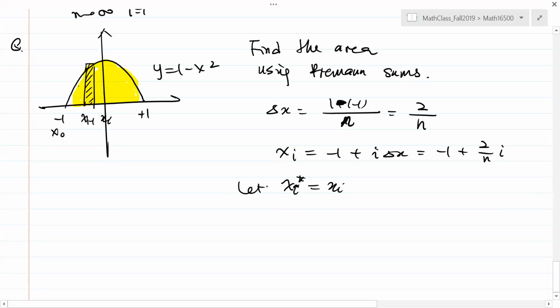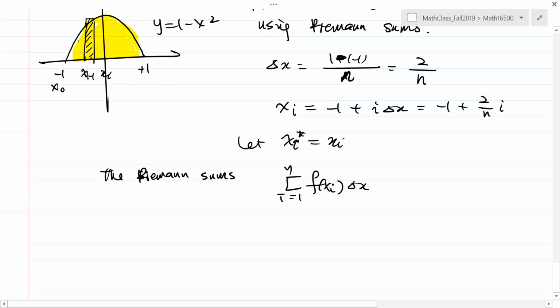So I choose a very special partition of the interval, where all the subintervals have equal size. I also choose the point in each subinterval as the right endpoint. Then I consider the Riemann sum. This is a Riemann sum, the special Riemann sum.